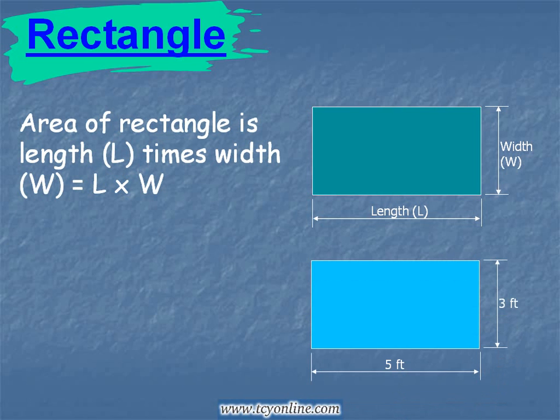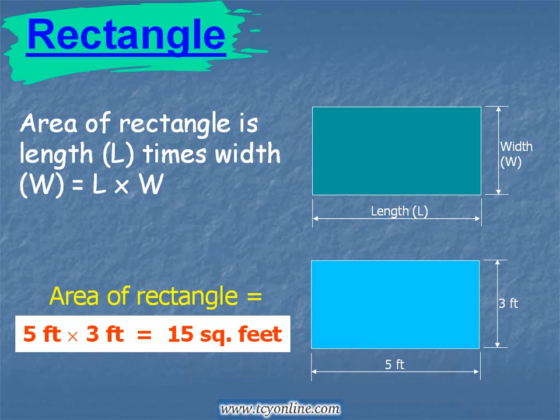Let's see an example. In the second rectangle, we are given length equals 5 feet and width equals 3 feet. So, area of rectangle will be 5 times 3. That would be 15 square feet.